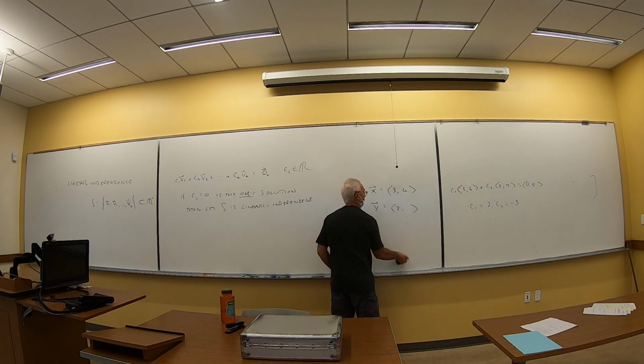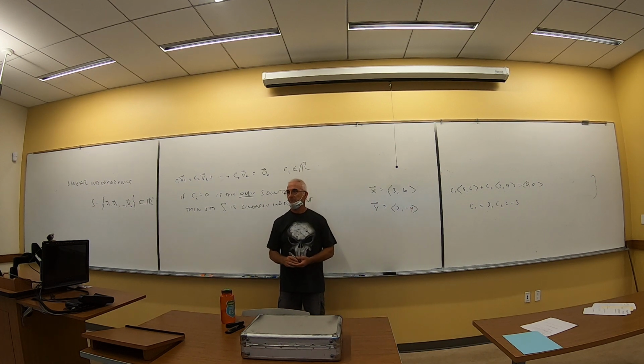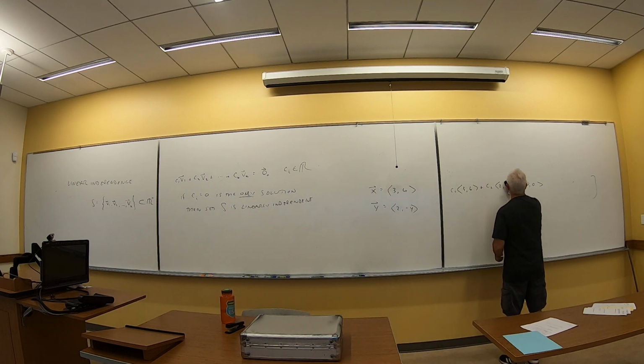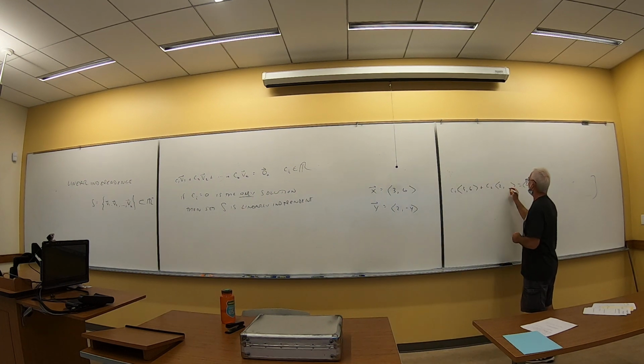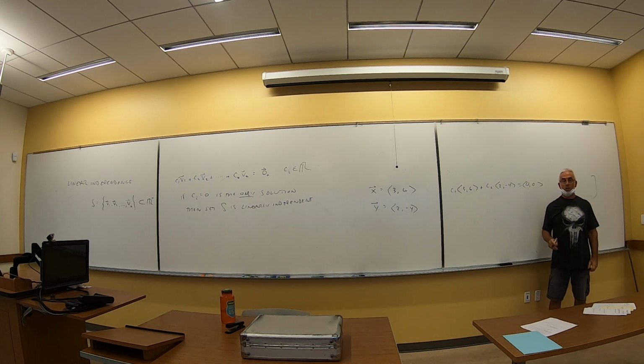All right, let's make this 2, negative 4. Now I want to do the same problem. Because they were multiples, it was very easy for me to simply identify. Now I'm going to need to solve this. And let's use a matrix, because that's going to be our standard way of doing this kind of problem.